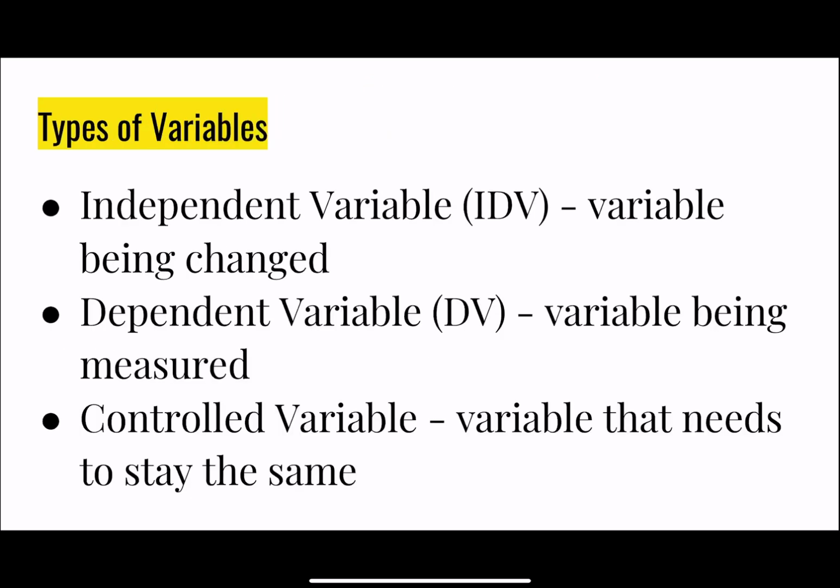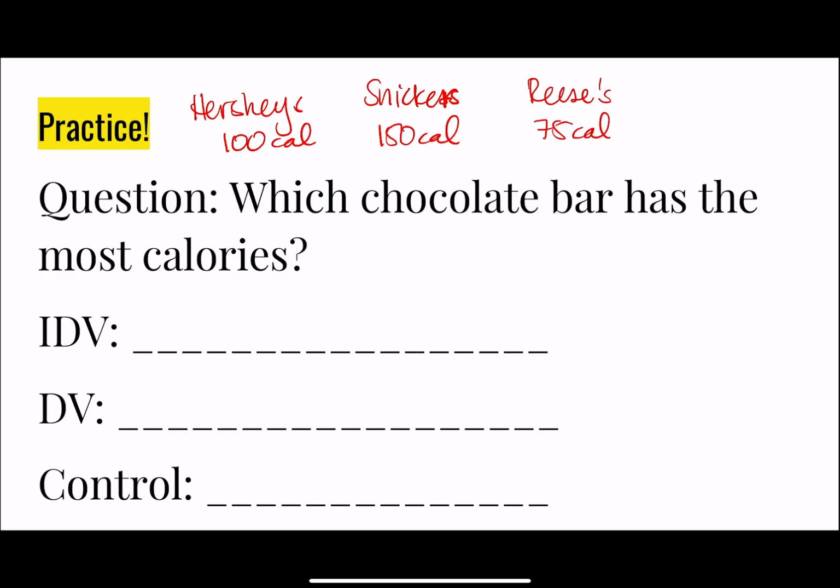So let's look at our definitions again. Independent variable is the variable being changed. So what is changing here? Your two choices are the chocolate bars or the calories. Hopefully you said the chocolate bar, because those are what we are exploring. We're trying to see which chocolate bar has the most calories. So if we're actually doing this experiment, we would get a whole bunch of chocolate bars and then look at the nutritional value and compare.